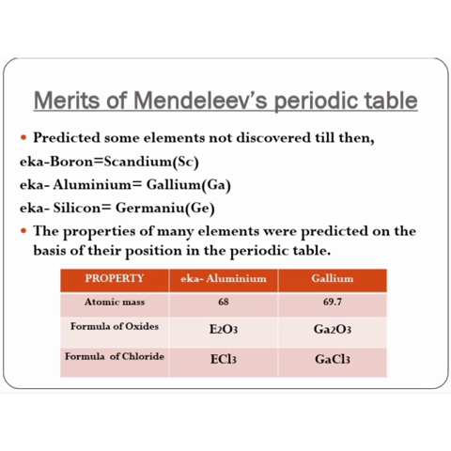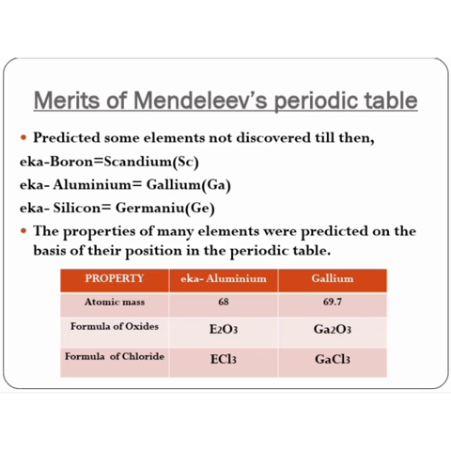Next, he left a blank named Eka aluminium. Later the element discovered was gallium, that is Ga. And Eka silicon, which he named in a blank space, was later discovered as the element germanium. Sorry, M is missing, so it is germanium, and its symbol is Ge.